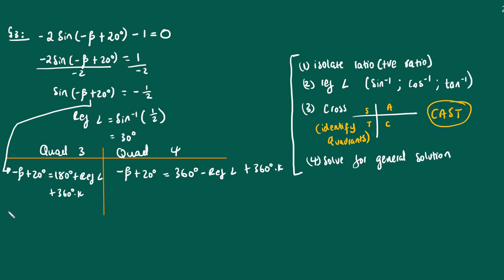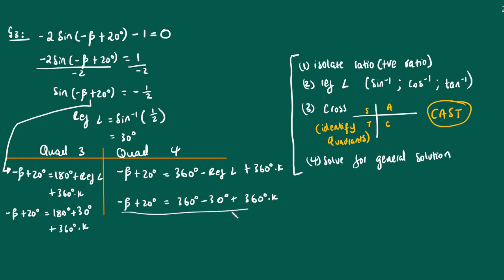So you then have minus beta plus 20 degrees being equal to 180 degrees plus the reference angle, which is 30 degrees, and then plus 360 degrees times k. Same thing this side, minus beta plus 20 degrees equal to 360 degrees minus 30 degrees plus 360 degrees times k. So how do we solve for beta?